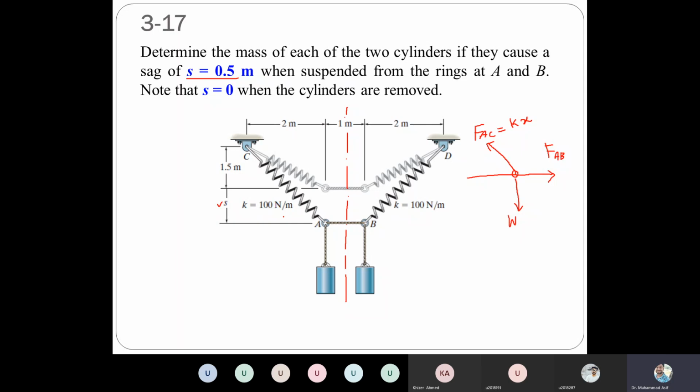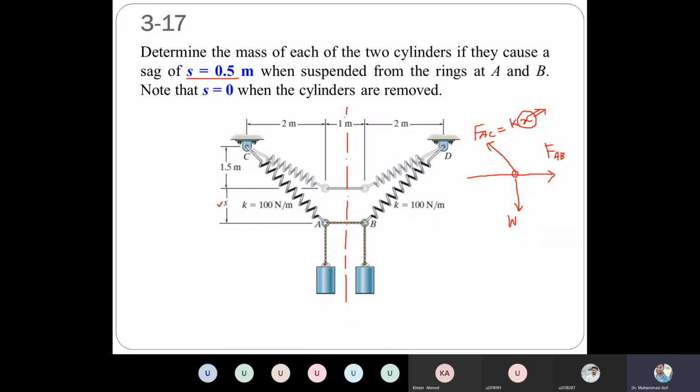And K is given, which is 100 Newton per meter. And how to calculate the value of x? That's the point. x is basically the stretch in the spring. We have to calculate what the stretch in the spring is. We can calculate the length of the spring: what was the initial length and what is the new length. The difference of the lengths, previous length and the length when the cylinder is attached, will be equal to the stretch produced in the spring.